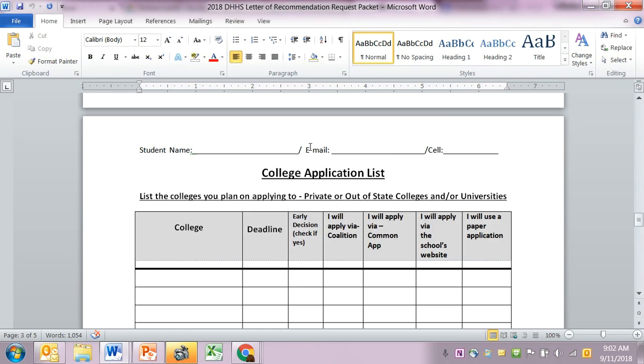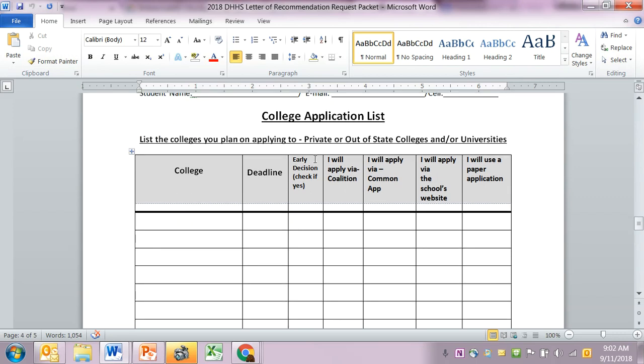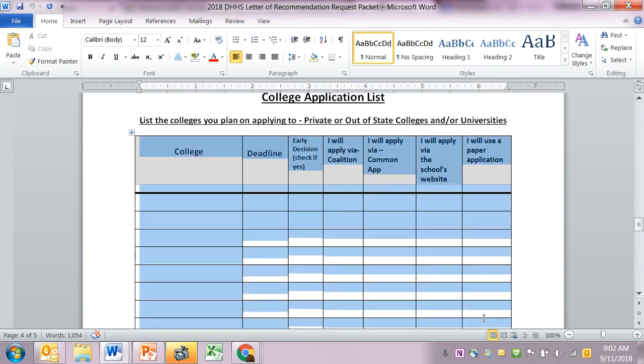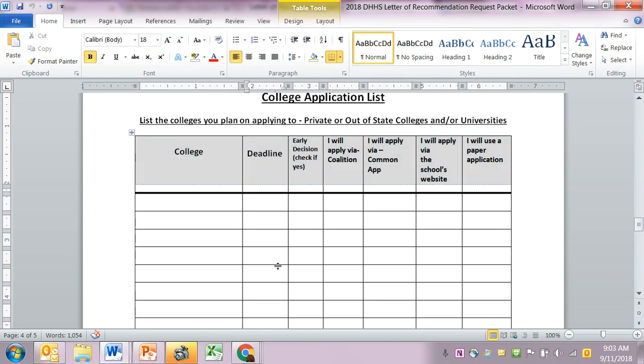I highly recommend printing out this page and sticking it on your binder and thinking about the colleges you plan on applying to. And maybe this will be something that you can do in your homeroom class. So right up here, this is for the private or out-of-state colleges or universities. Private schools would be like if you were thinking of going to SoCA in Aliso Viejo. It's a private school. But what if you're thinking of going to University of Oregon? That's an out-of-state college. It's not private, it's out-of-state.